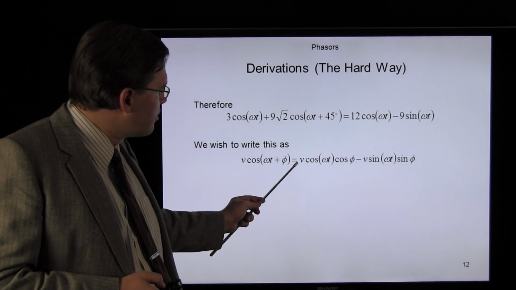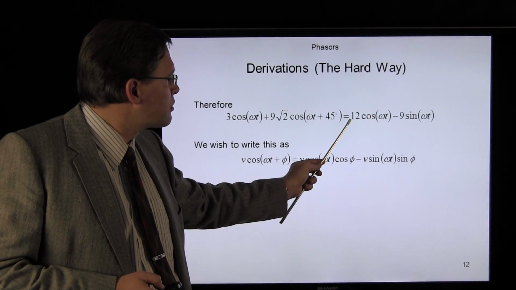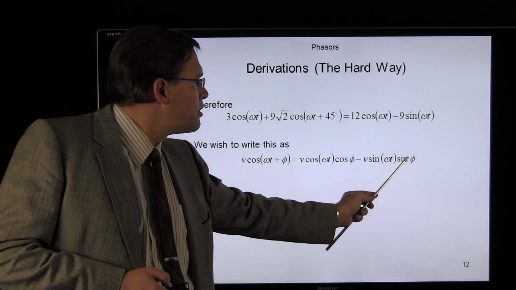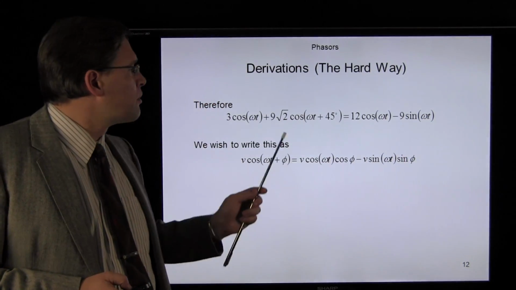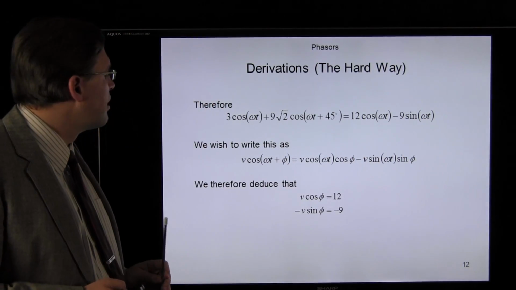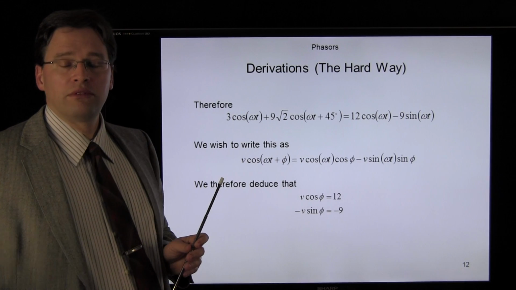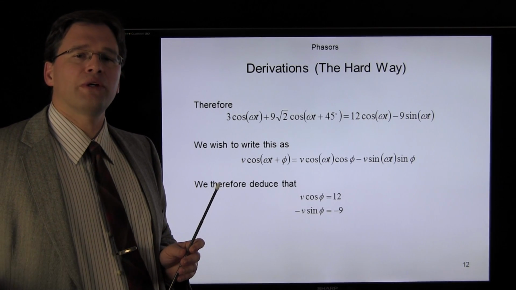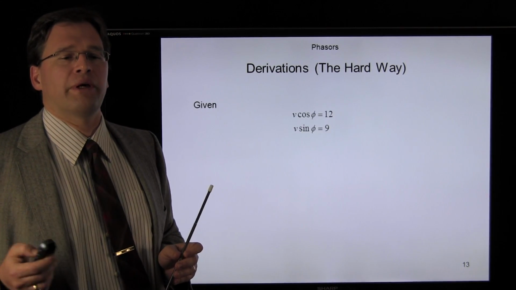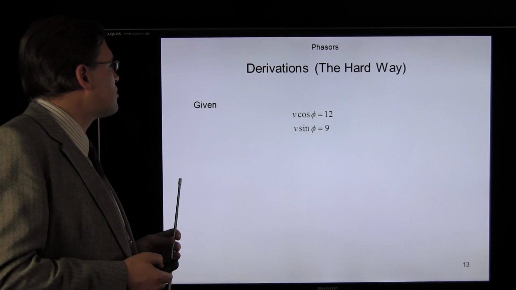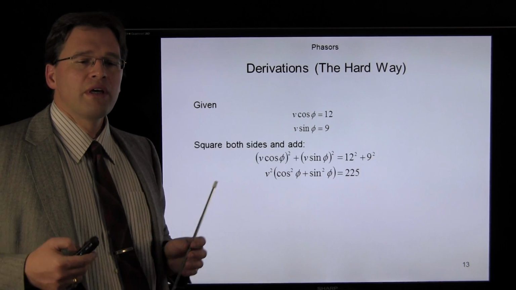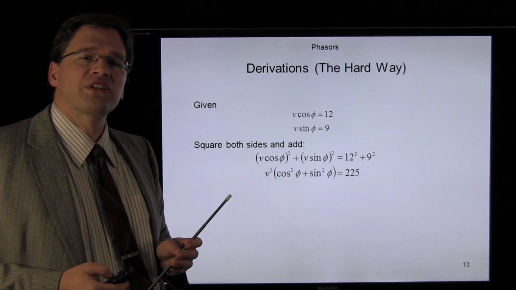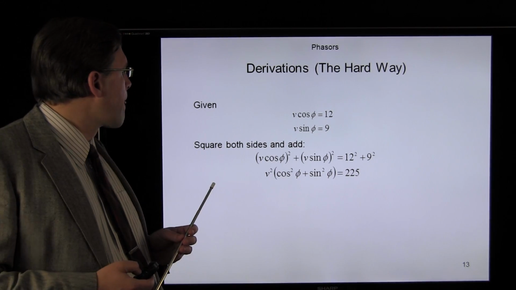Well, if that's true, then nu cos phi must equal 12, and negative nu sine phi must equal 9. So therefore I have two equations in two unknowns. However, they're nonlinear equations. But still, given these two, don't give up hope. I can square both sides and add them.